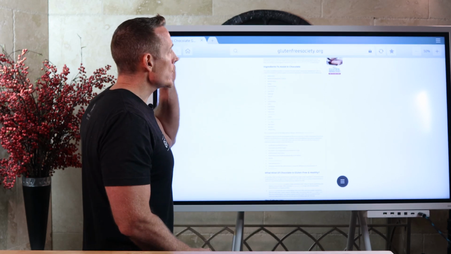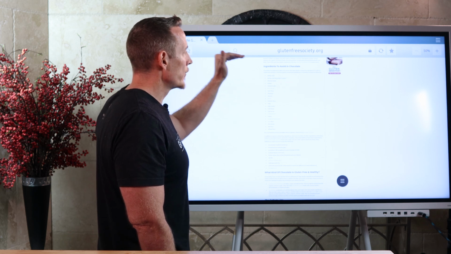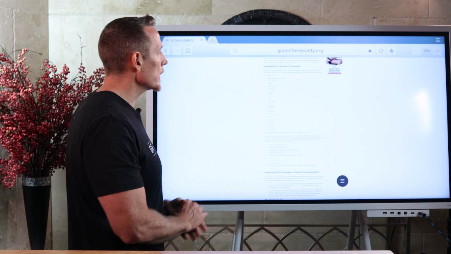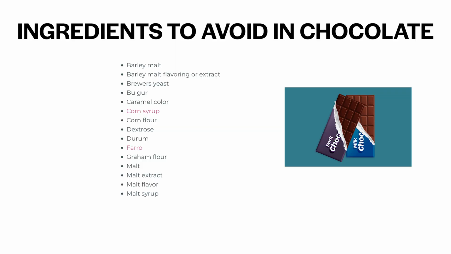But I wanted to give you today a list of ingredients that you're gonna want to avoid if you're trying to follow a gluten-free diet. This is a list of ingredients that are commonly found in chocolate, not all chocolates, by the way, but many chocolates, and you're gonna wanna avoid these. Number one is barley malt or barley malt flavoring extract.